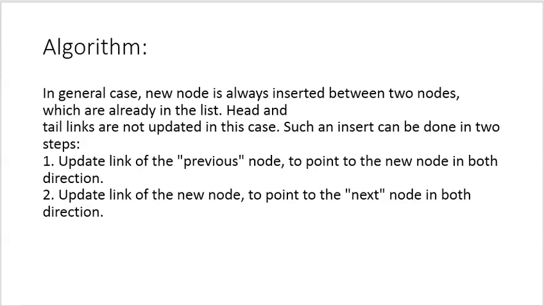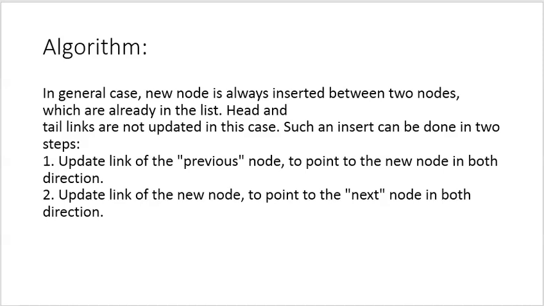Generally a new node is always inserted between two nodes which are already in the list, head and tail. Head and tail links are not updated in this case. Such an insert can be done in 2 steps. Update the link of the previous node to point to the new node in both directions. Update the link of the new node to point to the next node in both directions. So here are the different cases when you have to insert a node.